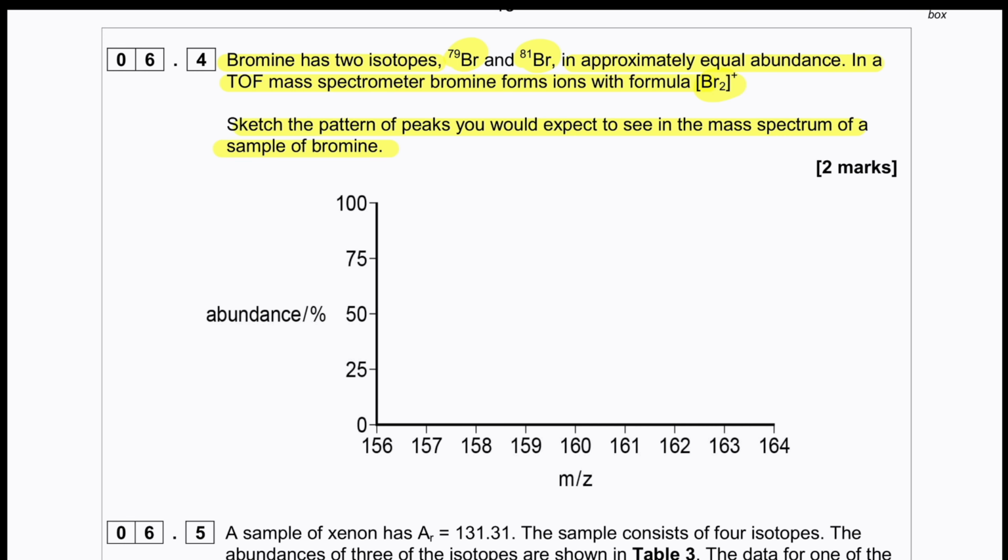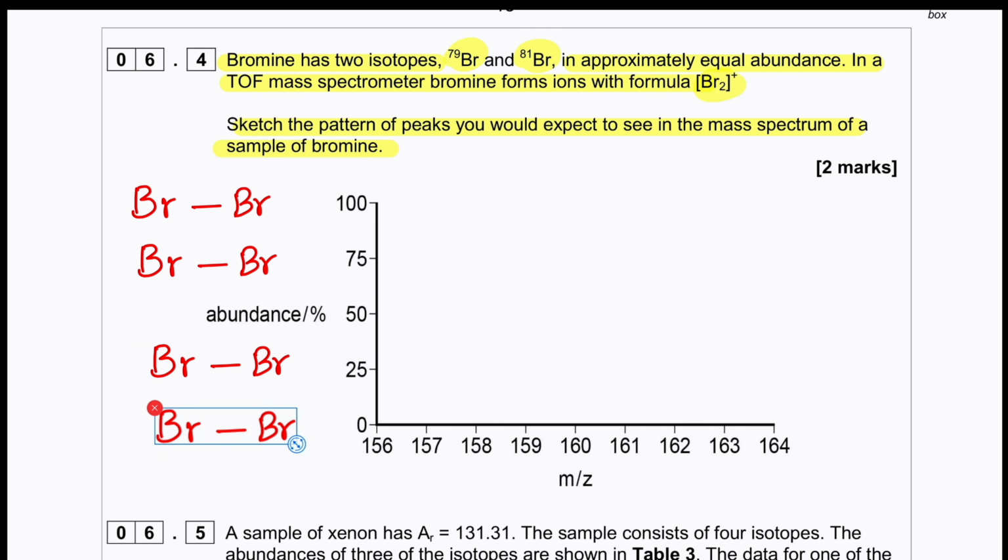Now we need to understand that since the ion is Br2+, there are two bromines. This gives us four different combinations, and the reason we have four different combinations is mainly due to the charge and the isotope that they have.